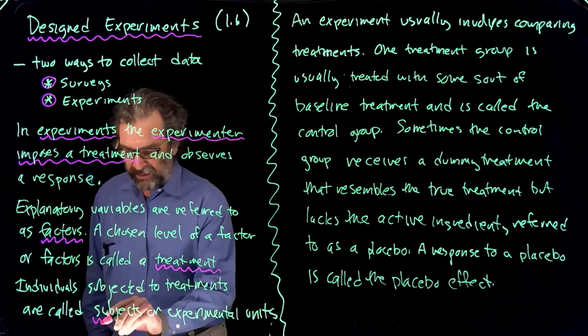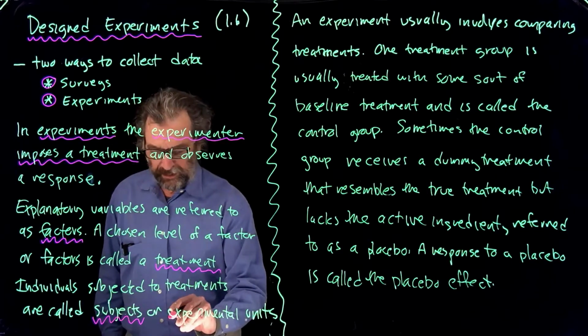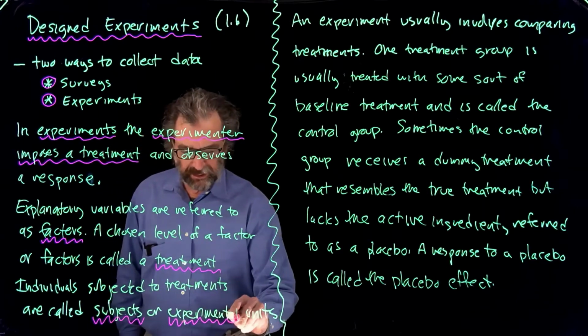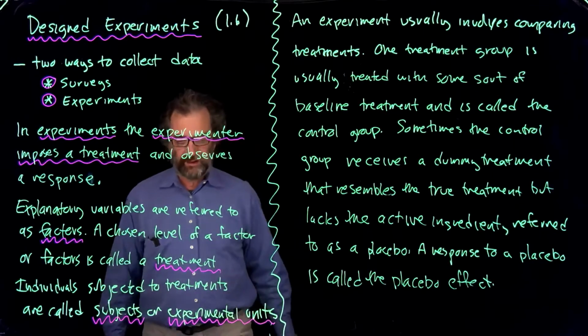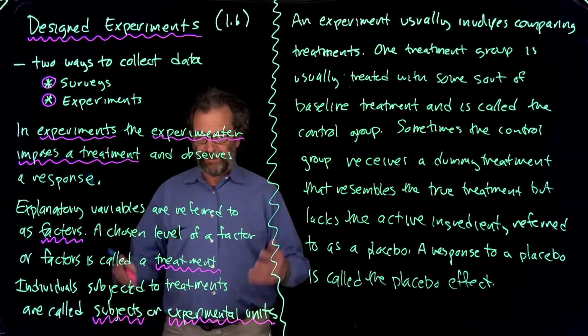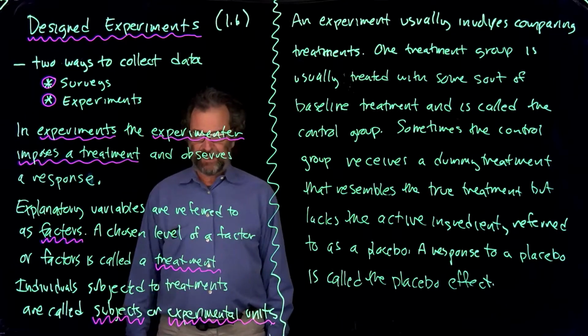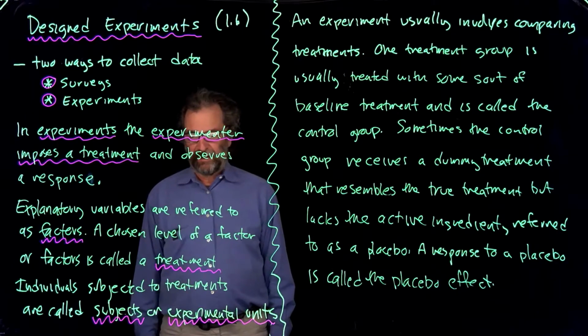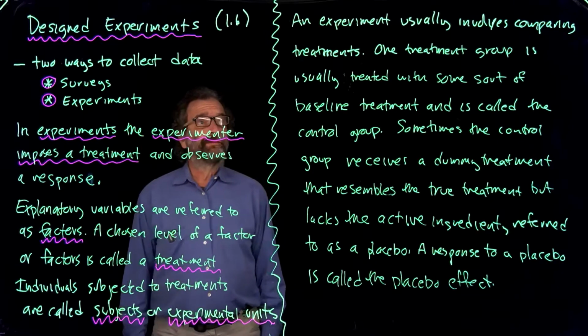So ordinarily, even if they're people, they might call them experimental units. Ordinarily, they call people subjects. Otherwise, if your experiment involves something that's not human, I suppose you might be more likely to call it an experimental unit rather than a subject.